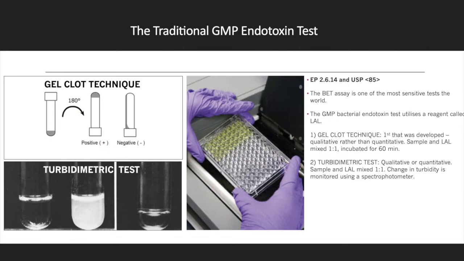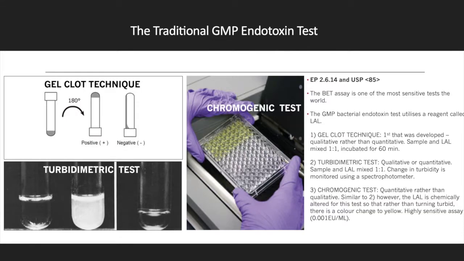The second method is the turbidimetric test. And in this test, again, the sample and LAL are mixed at a ratio of 1:1, and any change in turbidity is typically monitored using a spectrophotometer. For the turbidimetric test, if your sample is already turbid, that could interfere with this method. The third method is the chromogenic test. It's quantitative rather than qualitative, and it's similar to the turbidimetric test. However, the LAL is chemically altered for this test so that rather than turning turbid, there is a color change to yellow.